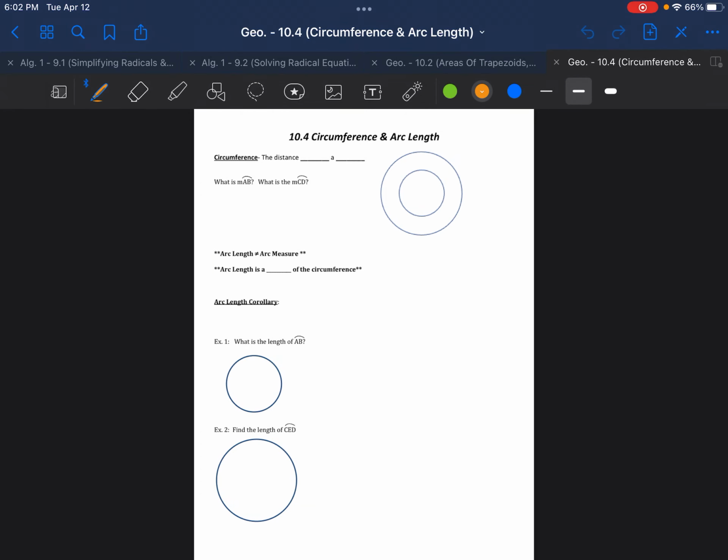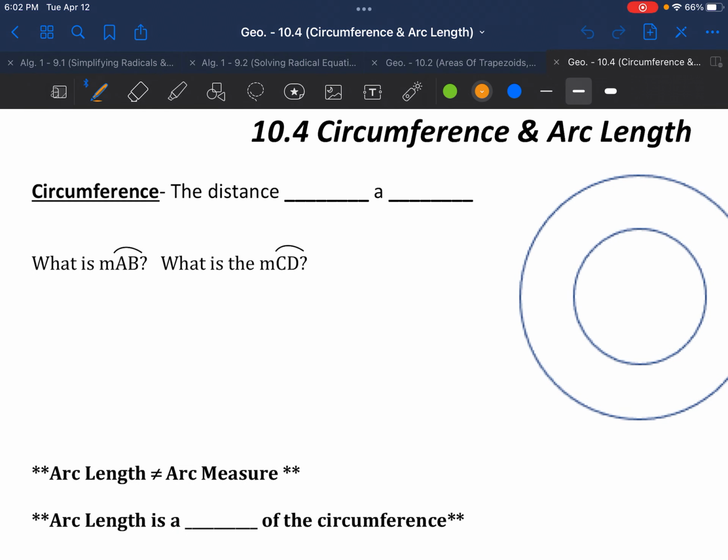Today's lesson is 10.4, circumference and arc length. So circumference, this is the definition, is going to be the distance around a circle. So it's essentially the perimeter, which is the distance around a figure, but just for a circle.